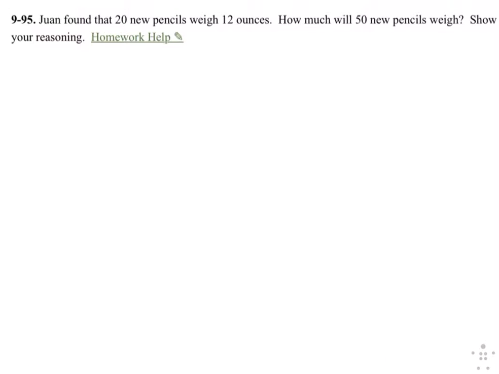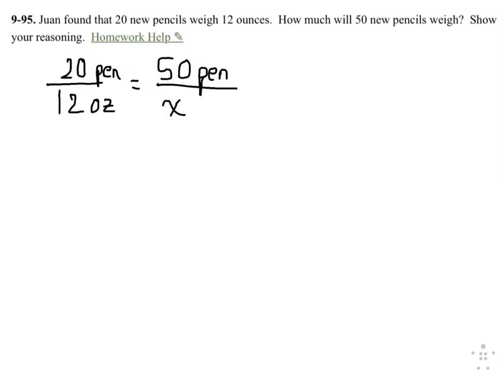Okay, we have 20 pencils that weigh 12 ounces, right? And now we want to see what 50 pencils would weigh, right? X ounces.